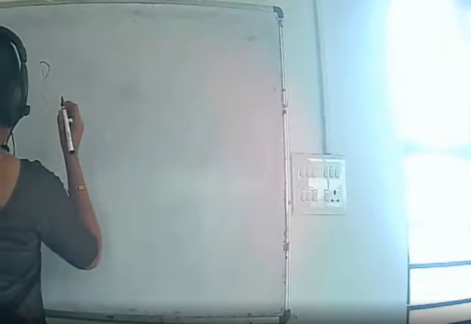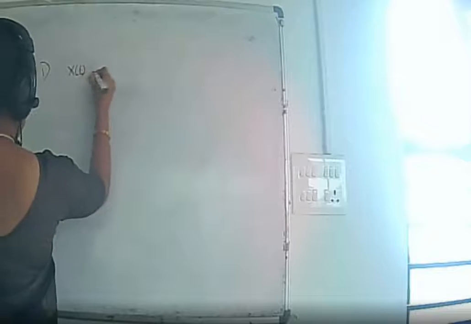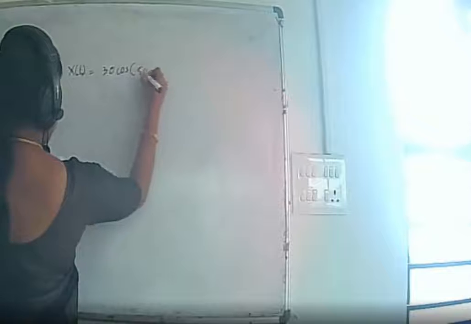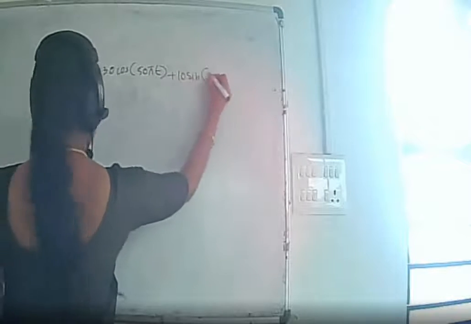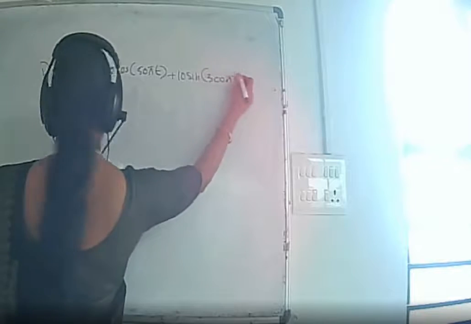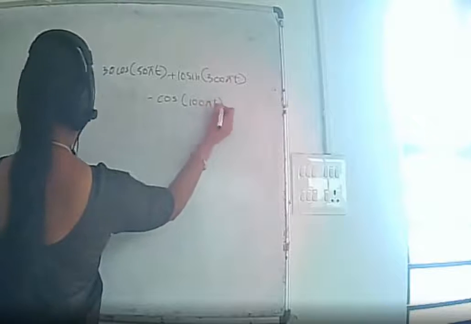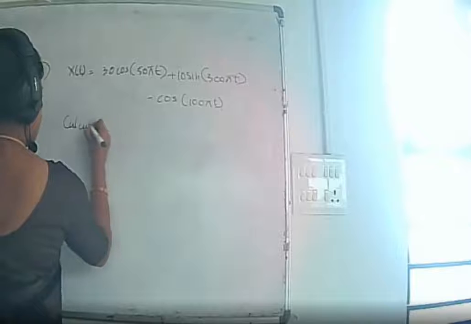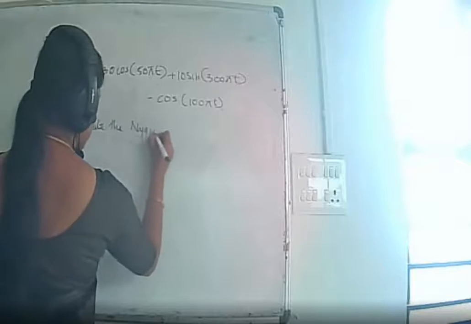So the first problem is an analog signal given by x of t equals 30 cos 50 pi t plus 10 sin 300 pi t minus cos 100 pi t. Here we have to calculate the Nyquist rate.